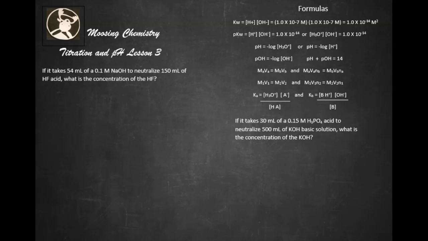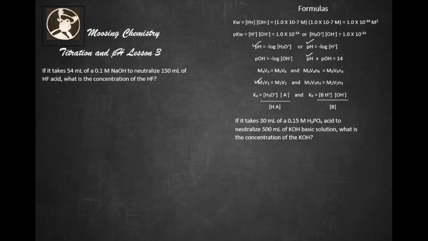This is titration and pH lesson number 3. I'm going to be using my favorite formula for titration, which is M1V1 equals M2V2. And I'm going to probably be using also pH equals negative log of hydronium ion concentration, or I can just use this one too. It doesn't really matter because both work the same. And in my second problem, I'm going to be using pH plus pOH equals 14.